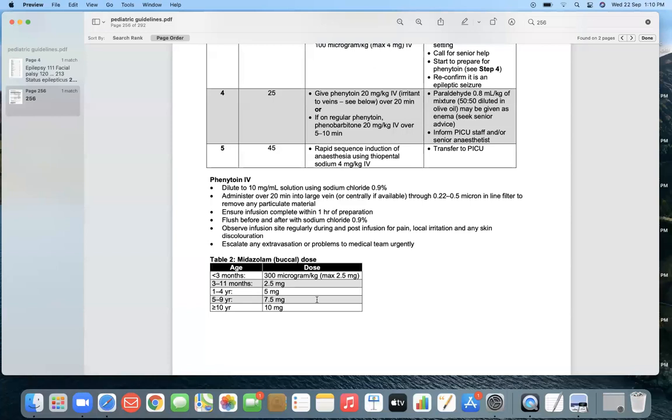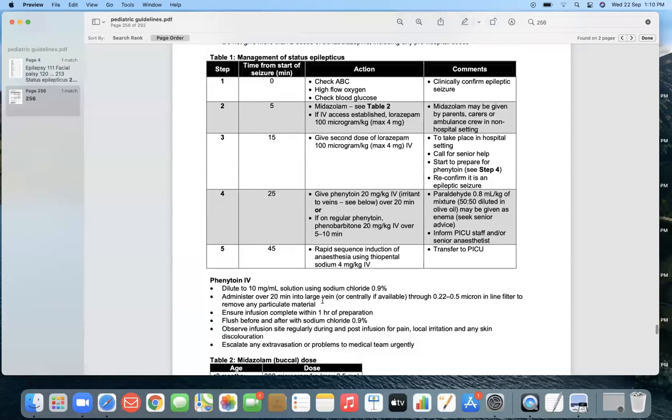For midazolam, the doses of buccal midazolam are given here. Less than 3 months, 300 micrograms per kg. Then 3 to 11 months, 2.5 mg, 1 to 4 years, 5 mg, 5 to 9 years, 7.5 mg, then more than 10 years, 10 mg. So I don't think this will be asked.